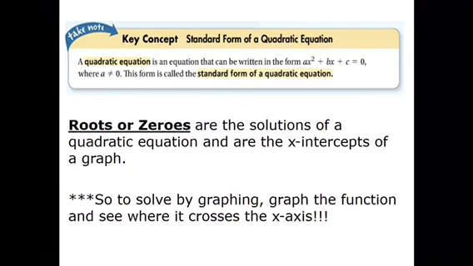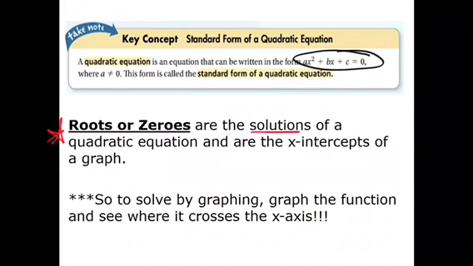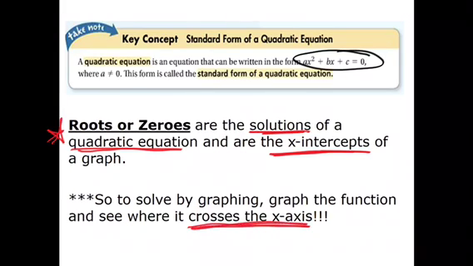Keep in mind that the standard form of a quadratic equation is ax squared plus bx plus c equals 0. The term root or zeros refers to the x-intercepts of your quadratic graph. In this case, the solutions of your quadratic equation are the x-intercepts of that graph. So roots and zeros are no more than just x-intercepts, which happen to also be the solutions to your quadratic equation. So to solve by graphing, all we're looking to do is find where our graph crosses the x-axis.